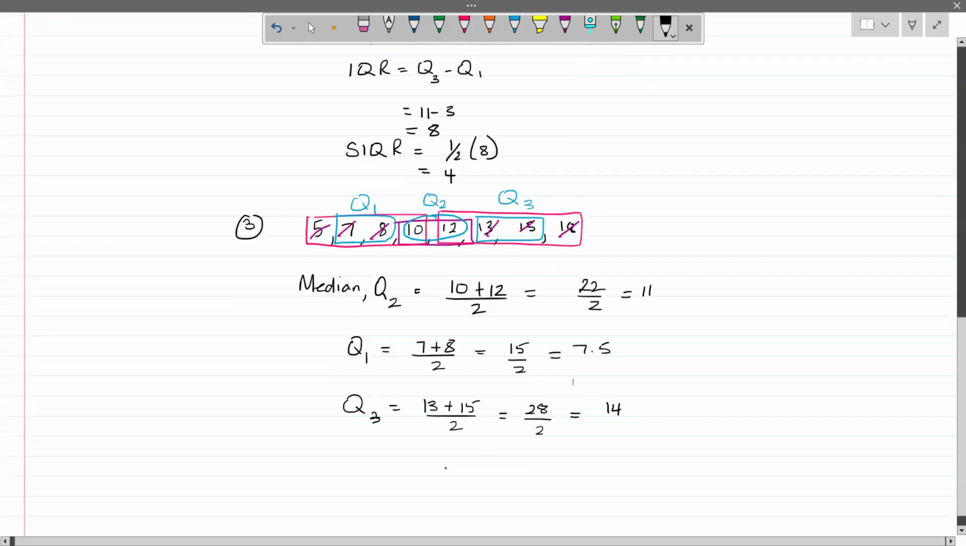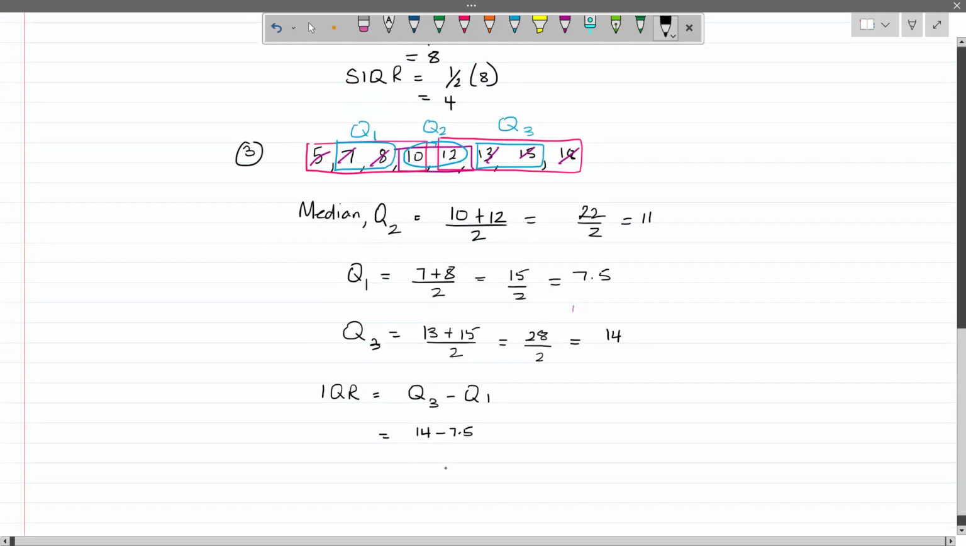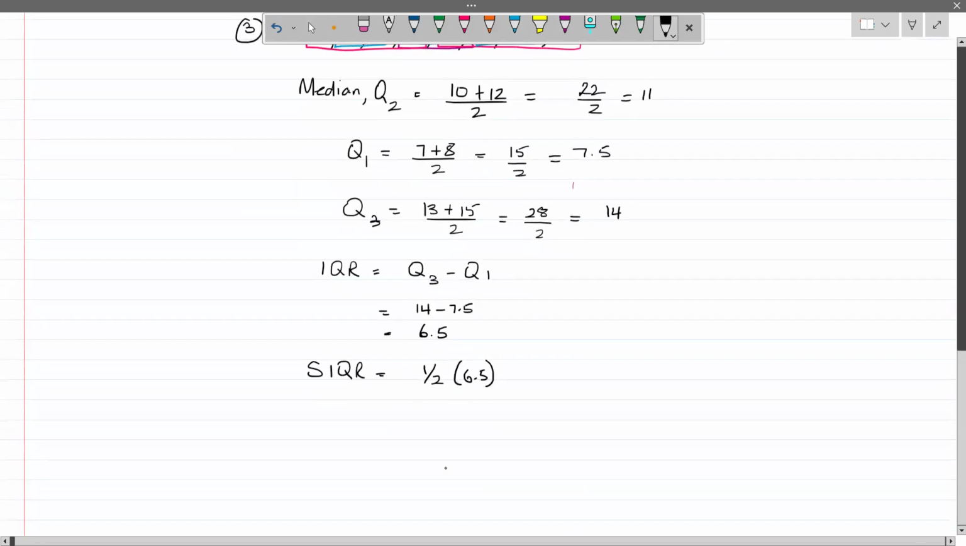All right. So our interquartile range now is going to be Q3 minus Q1, 14 minus 7.5, which gives us 6.5. My semi-interquartile range will be half of 6.5, and that's going to give me 3.25. And that's what it's going to look like. Everybody clear on that?